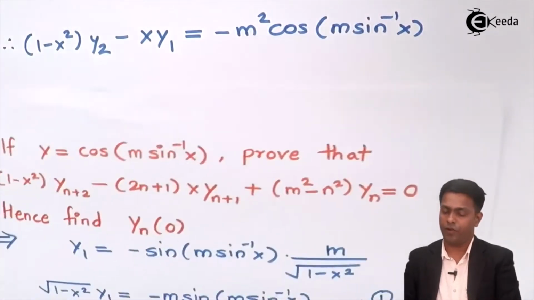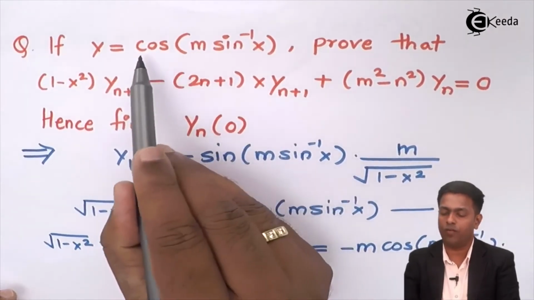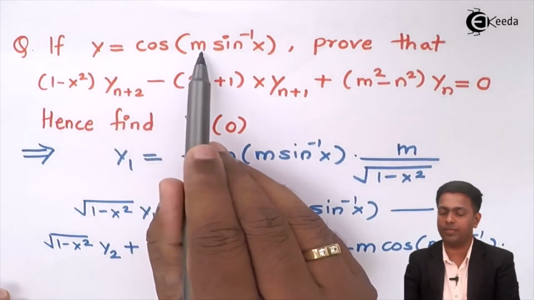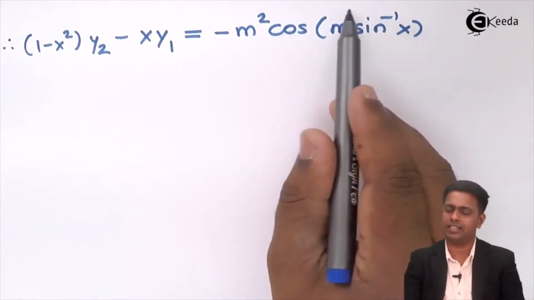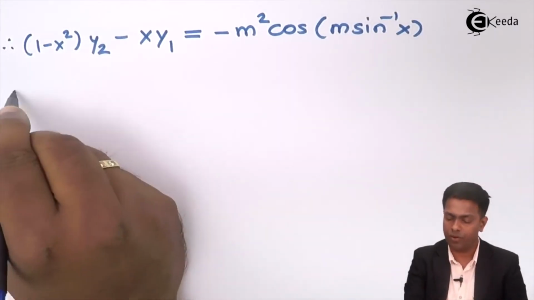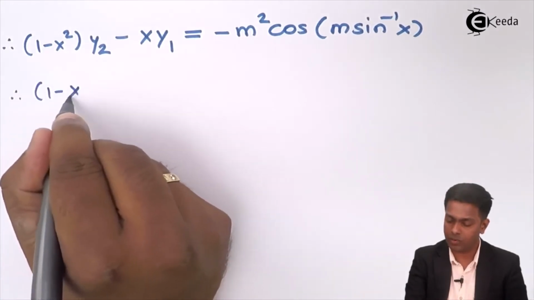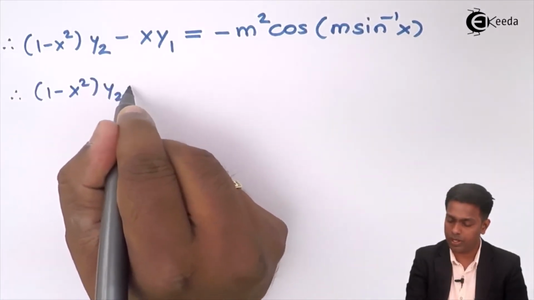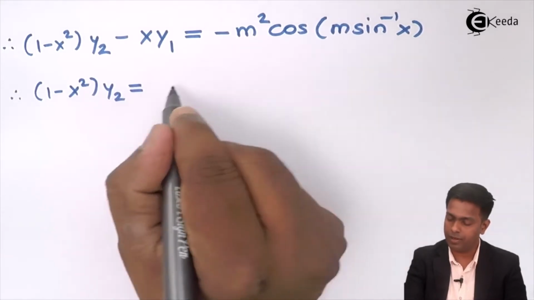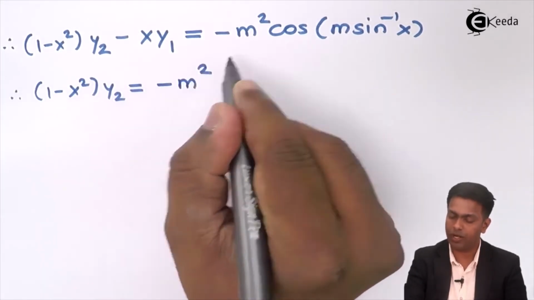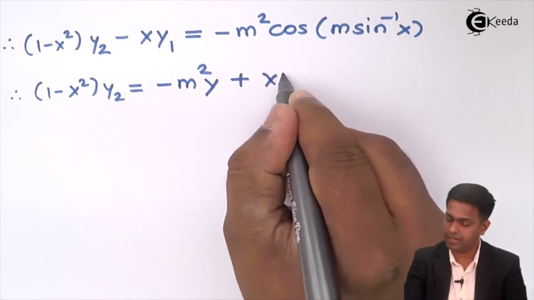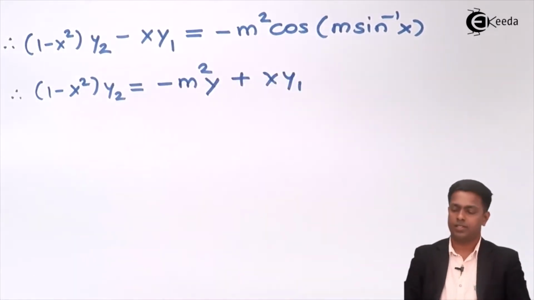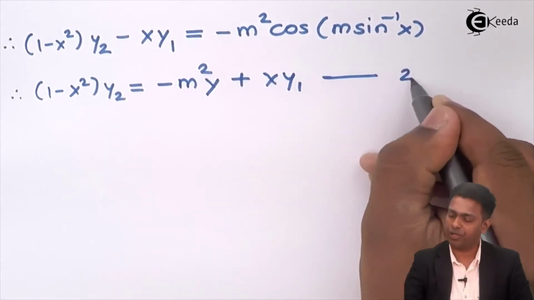Now guys, if you observe the question, the value of y is given as cos of m sin inverse x, and here we again got the value of cos, so I can say that this is y. So therefore we will get (1 minus x square) y2 equal to minus m square y plus x y1. So guys, I'll call this equation number 2.